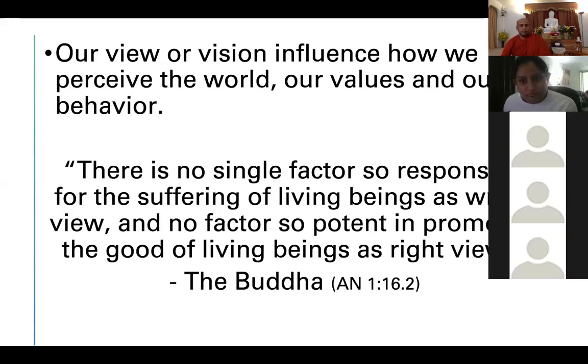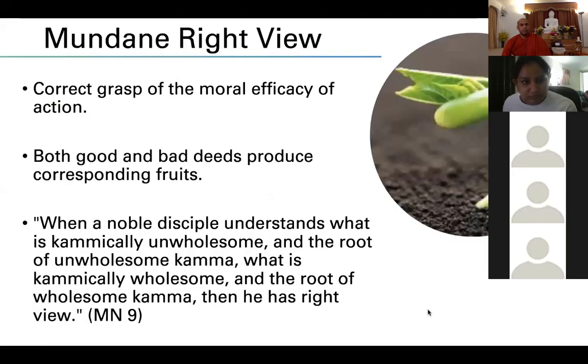Again, we have to remember that right view and wrong view is the general translation, but it can be inappropriate view and appropriate view, or maybe imperfect view and perfect view. We just need to remember that this is so important. The right view is the perfect vision, maybe the appropriate vision. Our vision can influence all other behavior, all other choices we make, all our values. Our values are based on our view, our vision. So it's really important to make it correct or make it perfect.